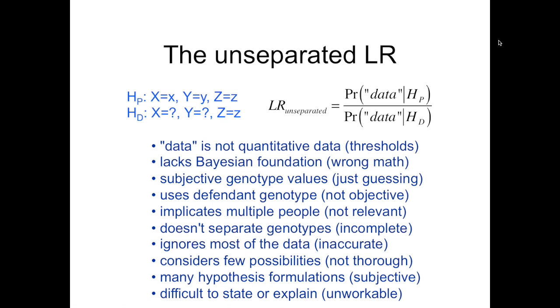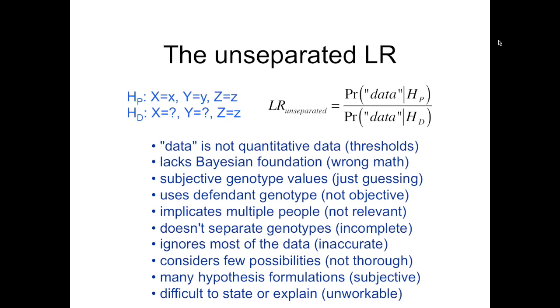Clearly, there's no separation of genotypes. This is looking at all the data together or thresholded alleles, whatever it's looking at. It's a very incomplete statement. It ignores most of the data. Clearly, if you're ignoring most of the data, the answer you're going to get is inaccurate. And studies that compare these simpler likelihood ratios with TrueAllele show that they don't agree with each other, and they're often inaccurate if you look at the validations.